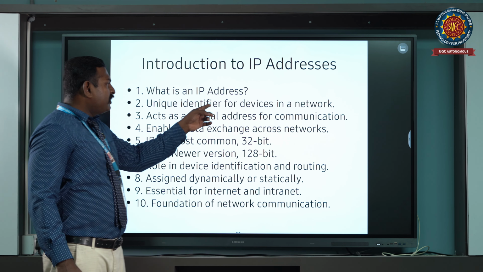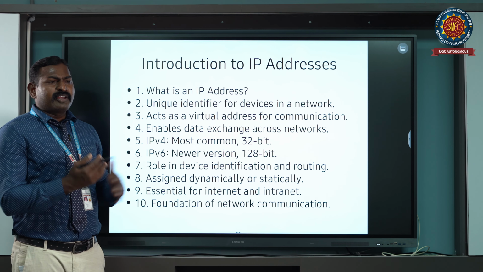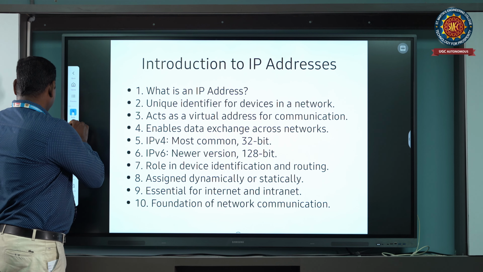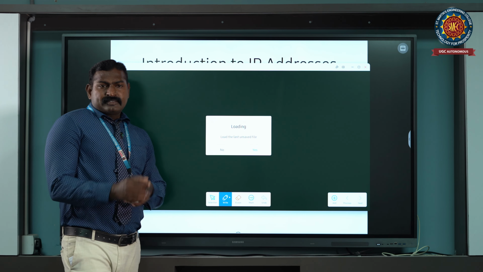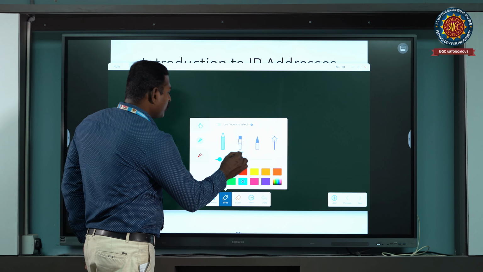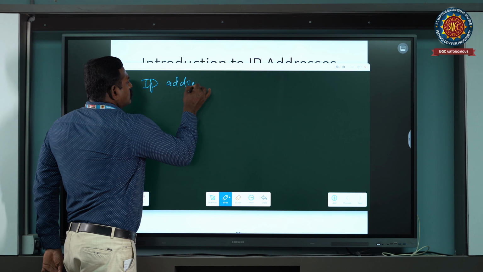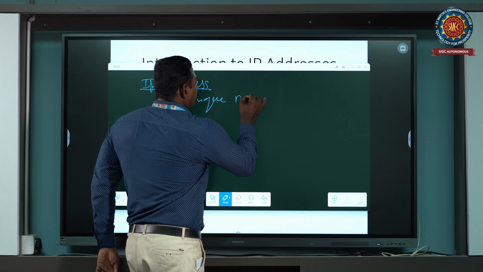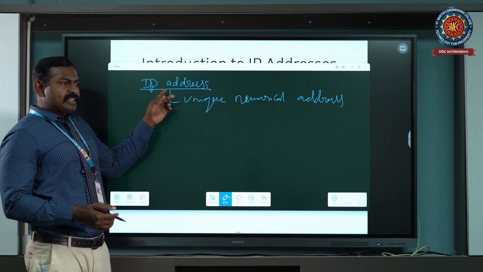What is an IP address? A unique identifier for devices in a network. It acts as a virtual address for communication. For what purpose are we using this? It is used for communication purposes. Basically, as I told earlier, the IP address is allotted as a unique numerical address. This is important. We know very well about unique. Unique means something special.